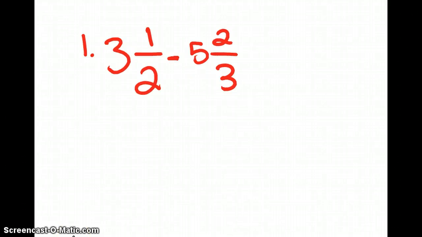So today I'll be showing you how to do adding and subtracting using mixed numbers and negatives. So we have 3 1/2 minus 5 2/3. So what we have to do is first we're going to use keep, change.